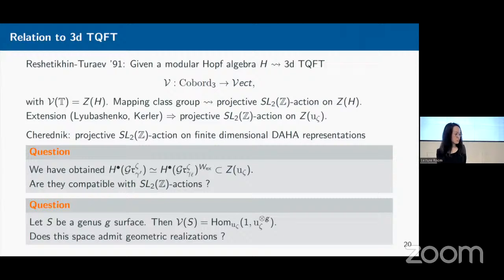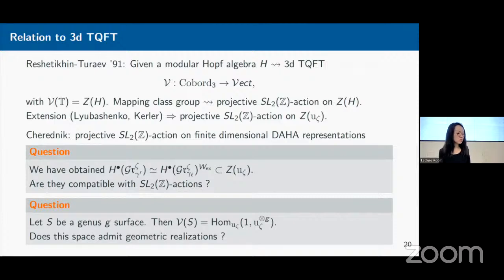And the second question is, here we took the image of the invariant associated torus, but if you replace the torus by a genus g surface, then what this theory gives you on the right-hand side is the following. You take the Hom space from the trivial representation of U_zeta to g copies of U_zeta, but with the diagonal adjoint action. And you take the Hom space.